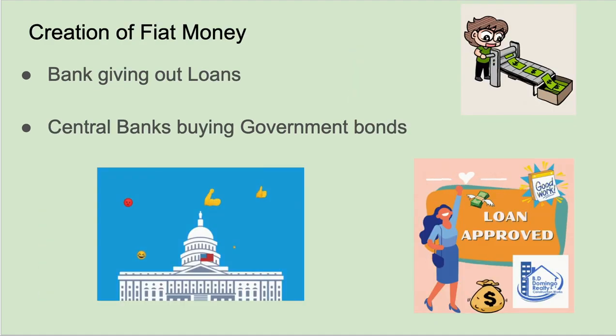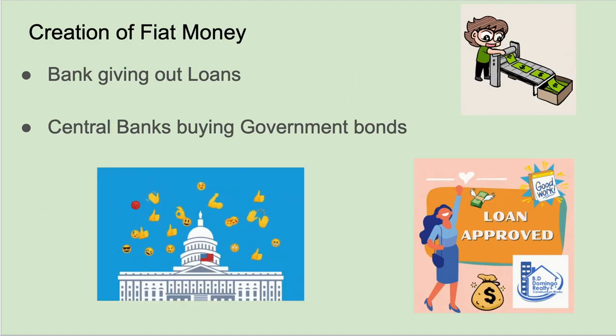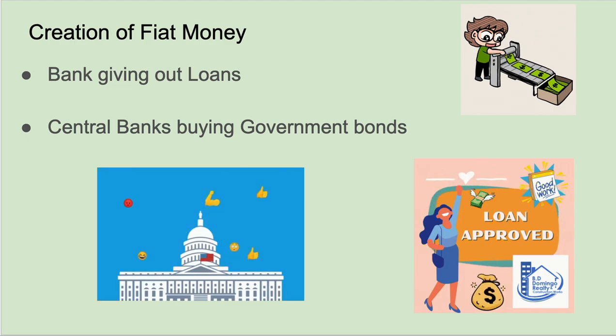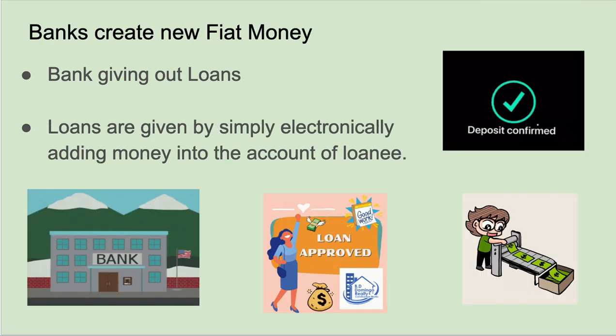There are two ways fiat currency gets created in the economy. The first is when banks give out loans, and the second is when the central bank buys government bonds from the open market. Let's go over the first mechanism first.